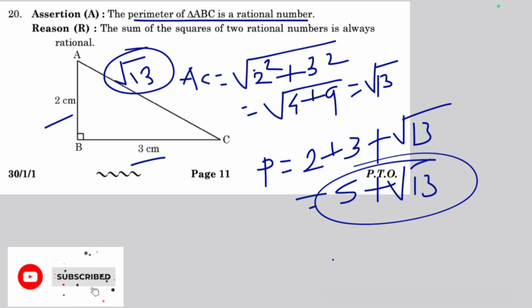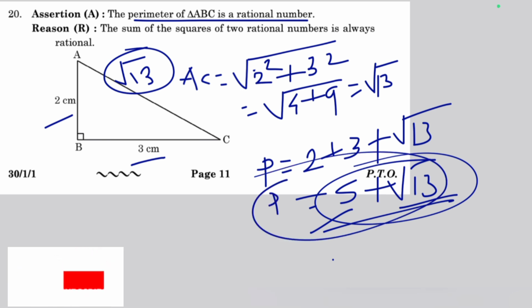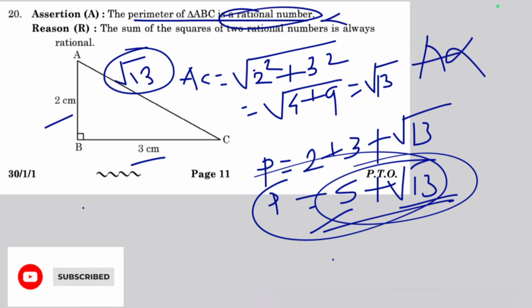We know that here one is a rational number and the other is an irrational number, because root 13 is an irrational number. So the total sum will be irrational. So the perimeter of this particular triangle will be irrational. But the assertion says it is a rational number, which is totally wrong. So the assertion is wrong. Okay, now we will see the reason.